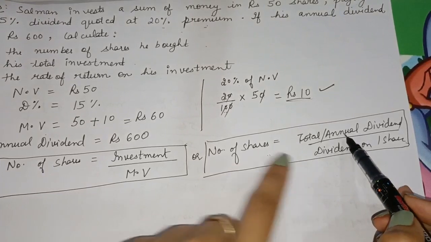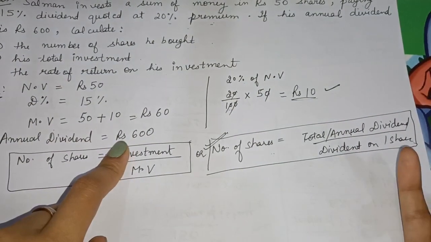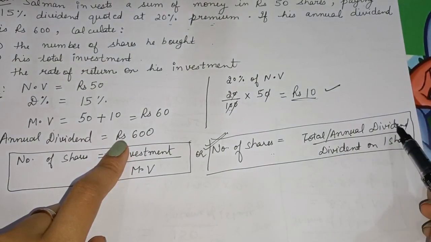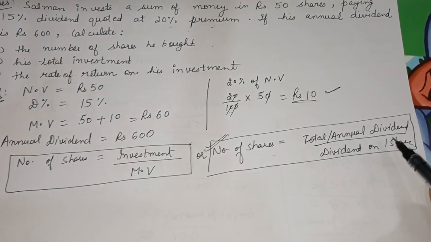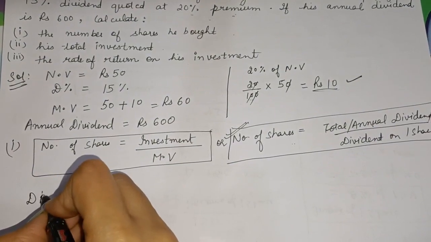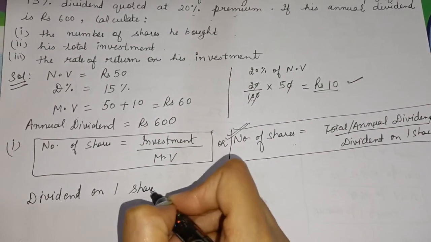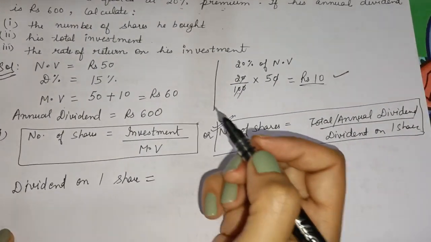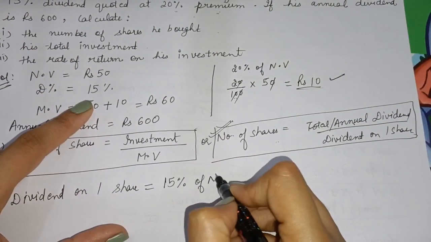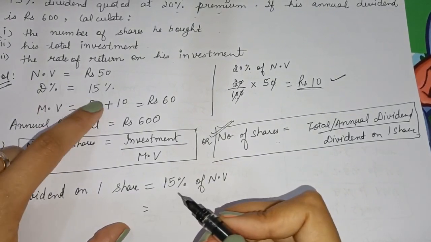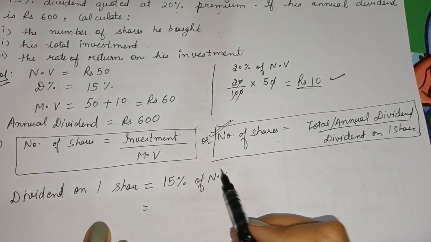And whenever you see that they have given us annual dividend, clearly we can use this formula. But for this formula also, annual dividend we know, but dividend on one share we have to find. So we'll find dividend on one share. This also we can easily find, because this concept we have used in many questions. This is dividend percentage of NV, because dividend percent is given to us. So dividend on one share is equal to dividend percentage of NV.